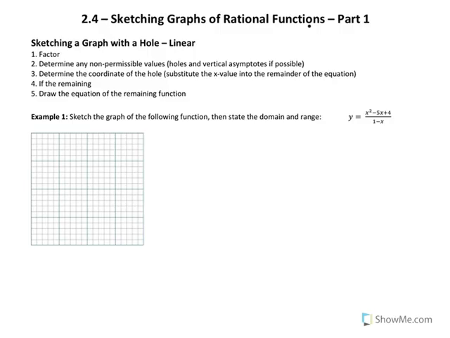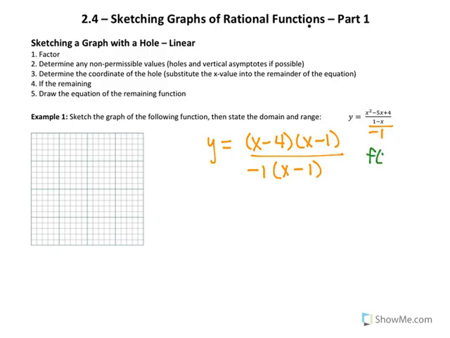Okay, I want you to pause the video and factor the top. So you should have gotten x minus 4 and x minus 1. And on the bottom I have 1 minus x, so I'm going to divide out a negative 1 to make it x minus 1. There we go. Okay, let's check for our asymptotes first.